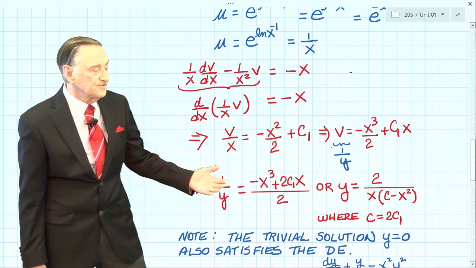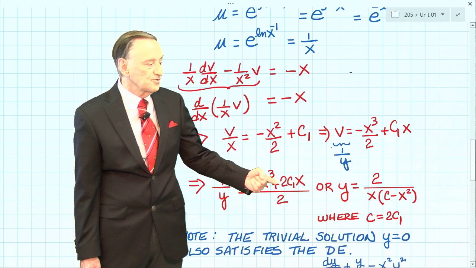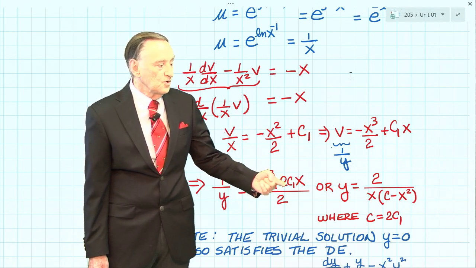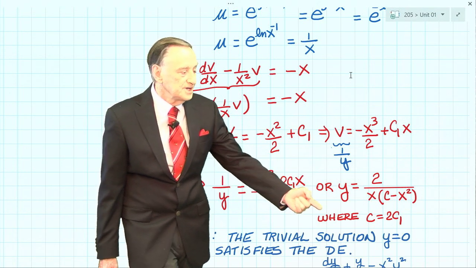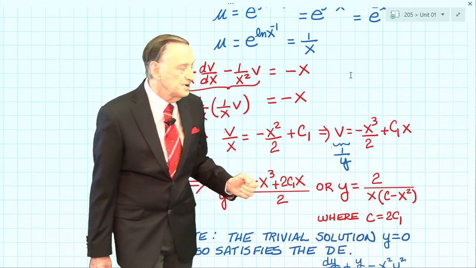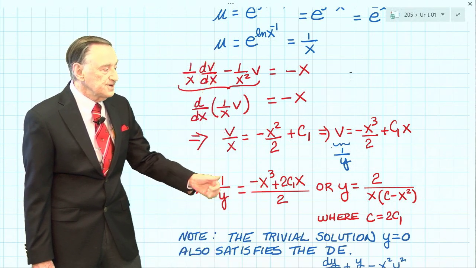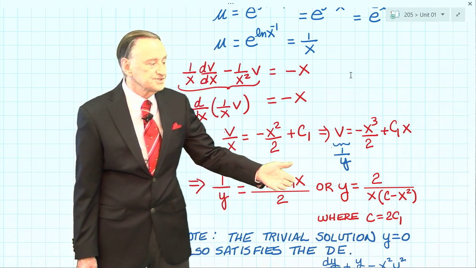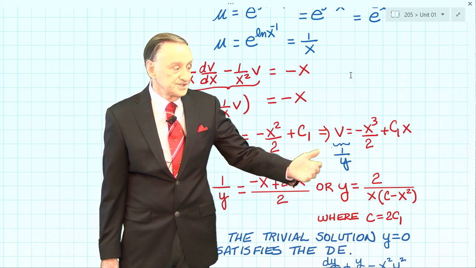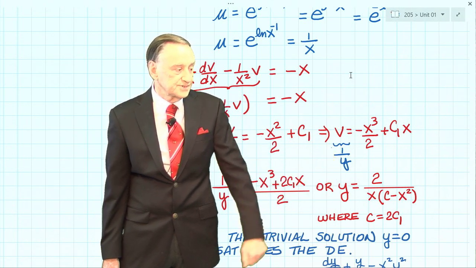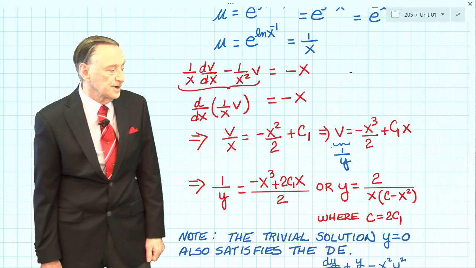So in this next step, we've got a common denominator here. We're going to replace the 2c1 with just some other constant c, as it says here. And then we're going to take the reciprocal of both sides, and we'll have this solved for y. y is equal to 2 over x times the quantity c minus x squared.